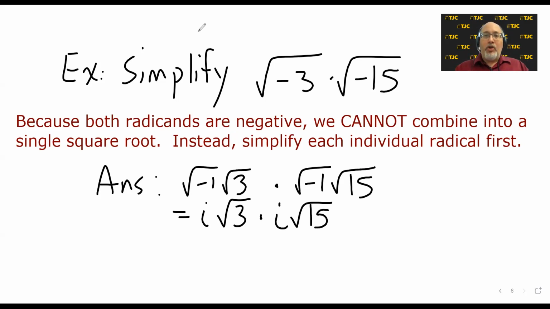Okay. Multiplication is associative and commutative, which means if we have a long multiplication problem, we can shuffle the numbers around, put them in any order we want. I'm going to put the two i's together. In other words, I'm going to multiply the i times the i to make i squared. And notice that my two square roots, the square root of 3 and the square root of 15, now I can combine them because they're not both negative. They're both positive, in fact. So I can multiply those together. 3 times 15 is 45.